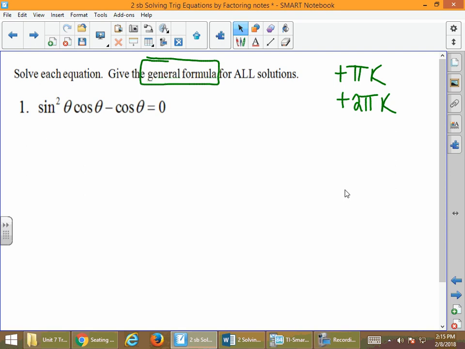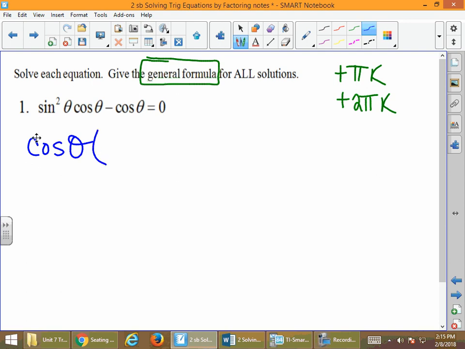So again, when we look at a factoring problem, we ask ourselves, do we have a greatest common factor? Well, I see a cosine theta in the first term and a cosine theta in the second term, which means that we do have the greatest common factor, and it's cosine. When we factor out a cosine, we're left with sine squared theta minus 1. Cosine divided by cosine is 1, and yes, we need to write the 1.